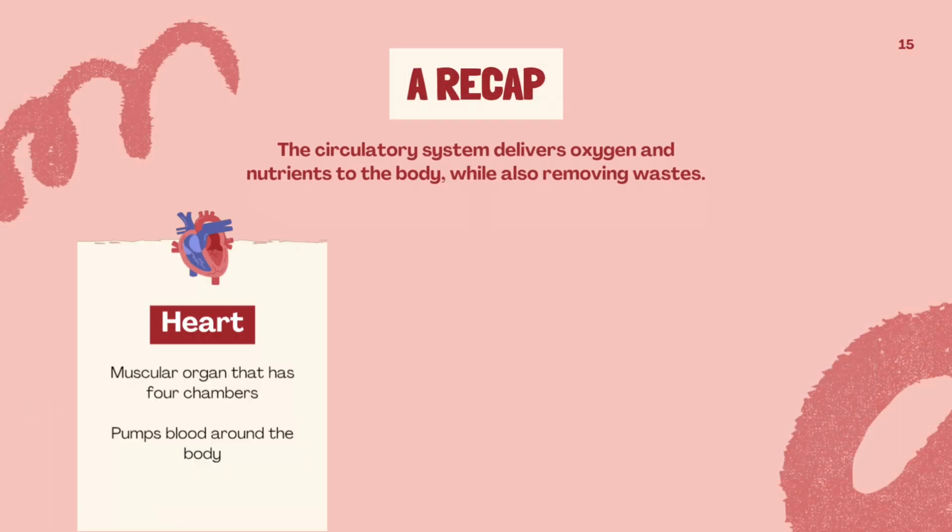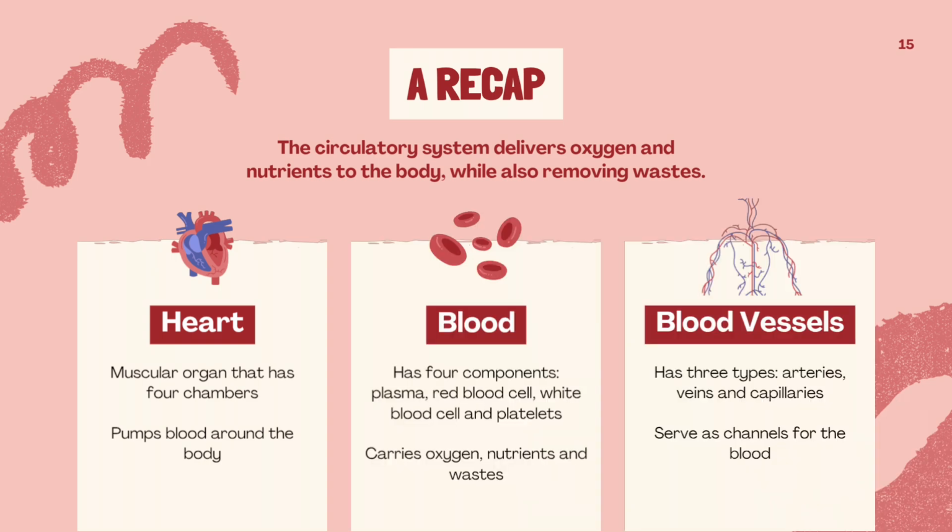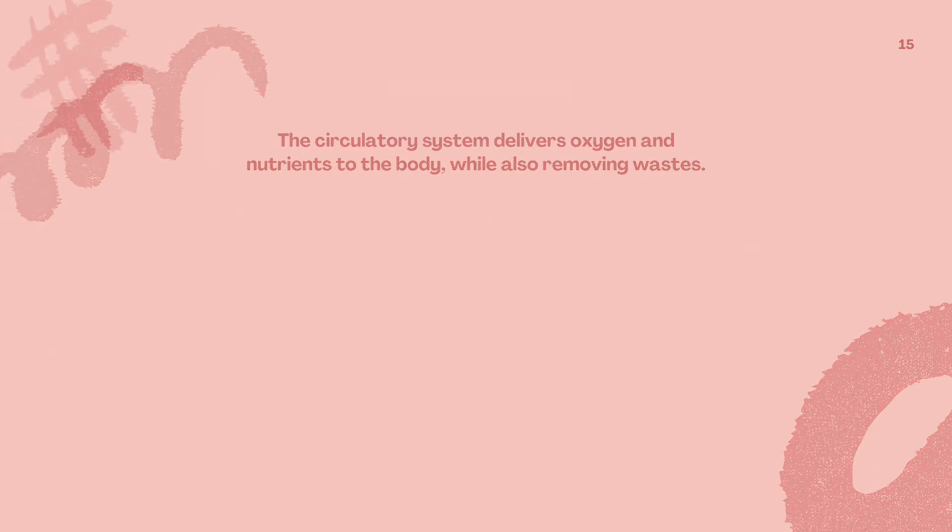A recap. The circulatory system delivers oxygen and nutrients to the body while also removing wastes. Heart, a muscular organ that has 4 chambers, pumps blood around the body. Blood has 4 components: plasma, red blood cells, white blood cells, and platelets. It carries oxygen, nutrients, and wastes. Blood vessels have 3 types: arteries, veins, and capillaries.